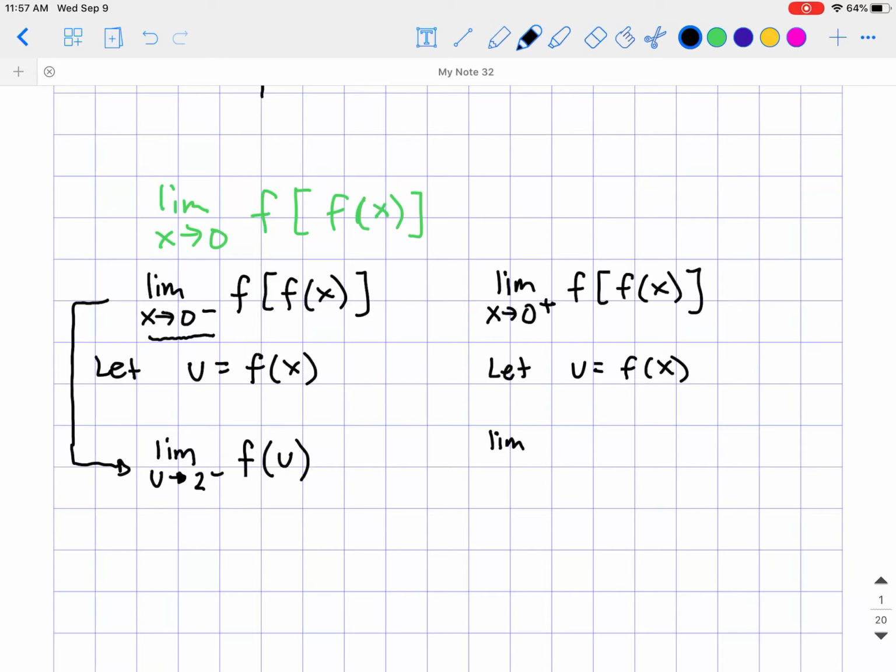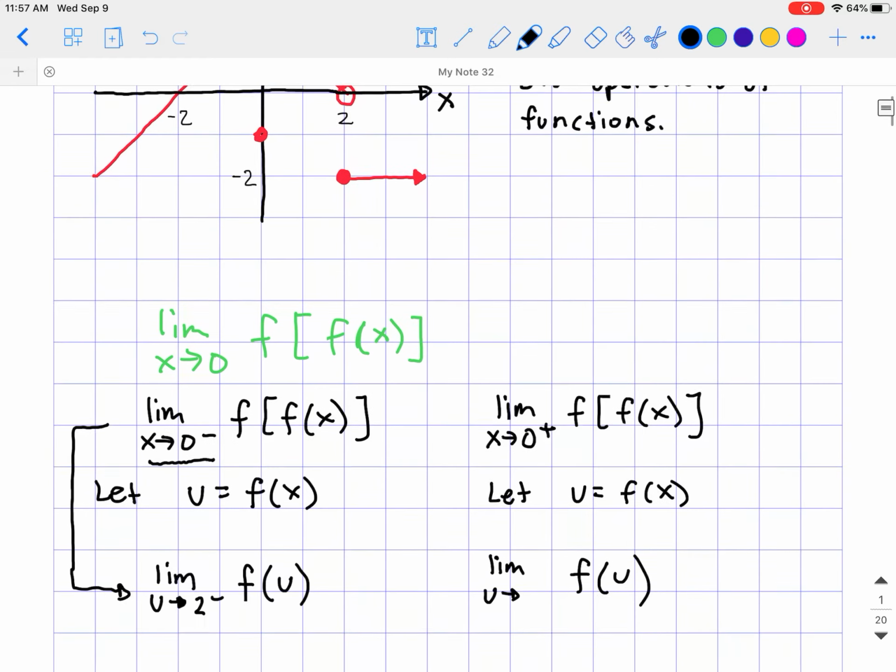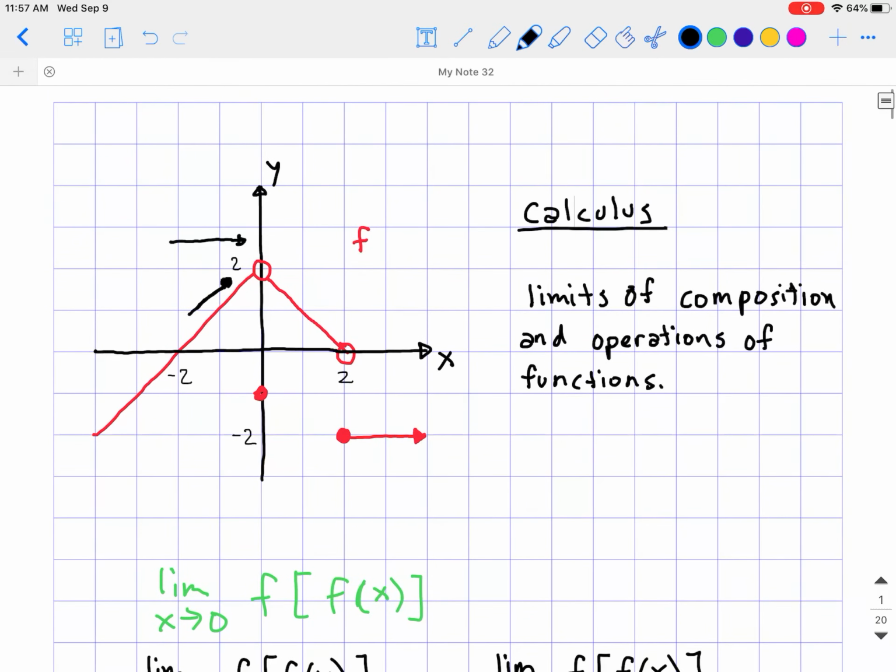I'm going to also say let u equal f of x. So then now we have the limit as u approaches, and I need to figure that part out, of f of u. Okay, so for this one, I'm looking at x approaching 0 from the right-hand side. So going back to my graph, I'm going towards 0 from the right-hand side. So that means that I'm going this way from right to left.